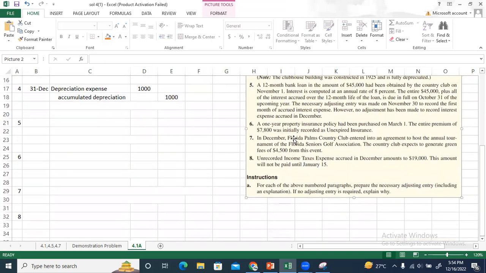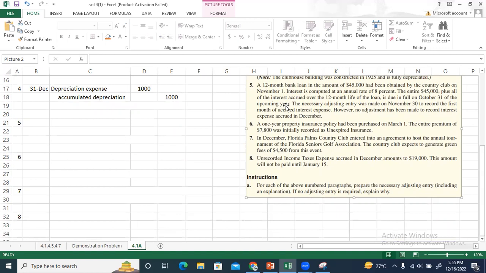Okay. Then we have fifth. A 12-month bank loan in the amount of 45,000 had been obtained by the country club on November 1st. Interest is compounded at an annual rate of 8%. The entire $45,000 plus all of the interest accrued over the 12-month life of the loan is due in full on October 31st of the upcoming year. So we're not going to make any loan installment payment, neither are we going to pay any interest. They're saying that the loan and the interest will be paid 1 year later on October 31st.